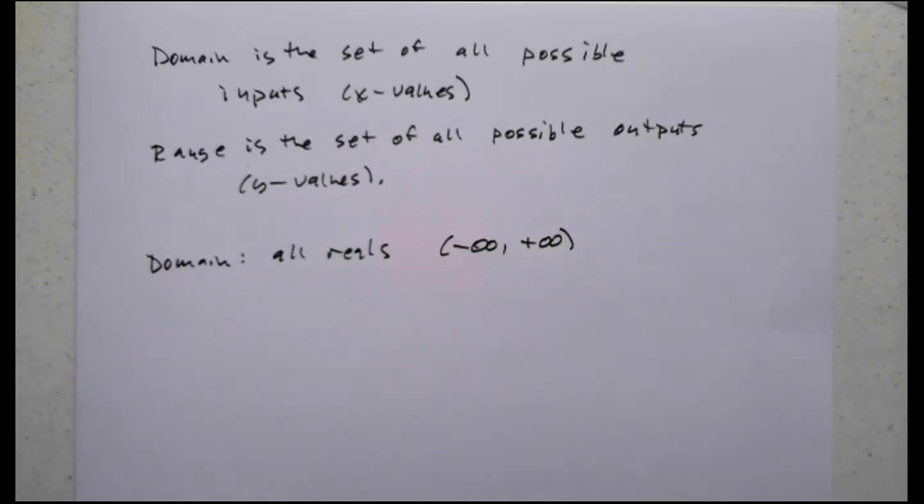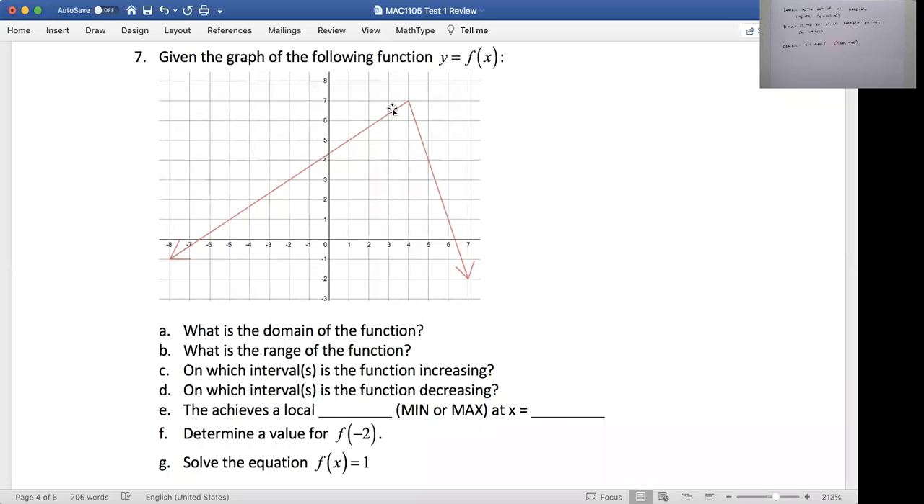How about the range? What about the outputs? So where do the y values go? How high do the y values go? Well, I have no y values bigger than 7. 7 is as big as it gets, but they get as low as I want them to go, right? That arrow is heading down, that arrow is heading down. So the highest one is 7. The lowest is unknown because it continues forever.